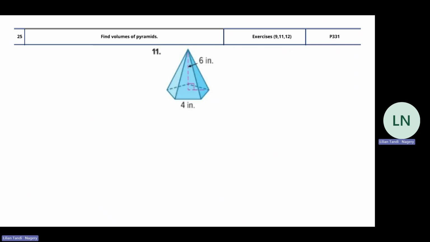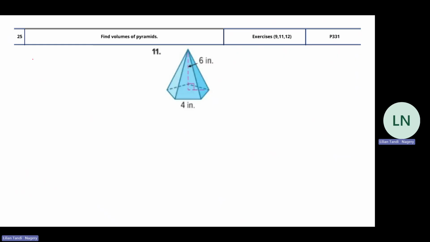Okay, now here you notice you have a what? You have a pentagon at the base. So you need to find the area of the pentagon. Okay, so that is step 1, because you need the base area. So how will you find the area of the pentagon?